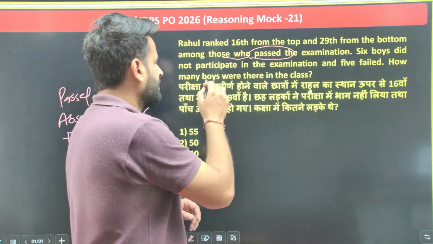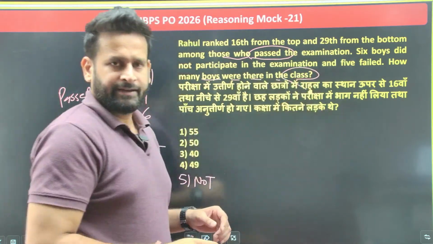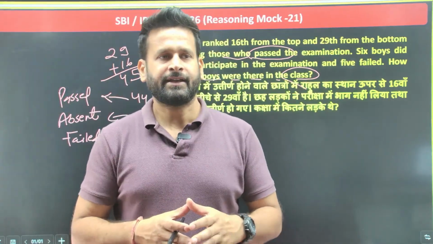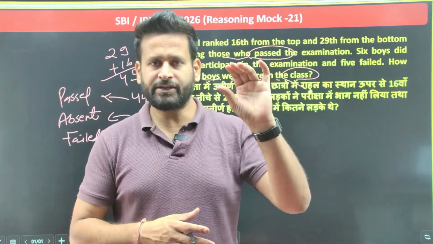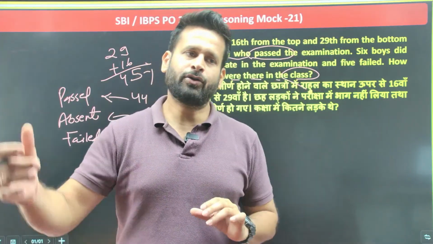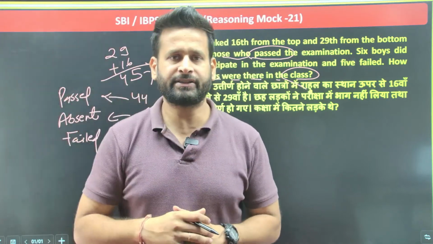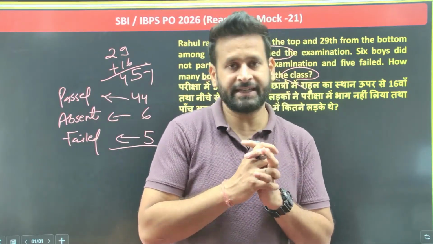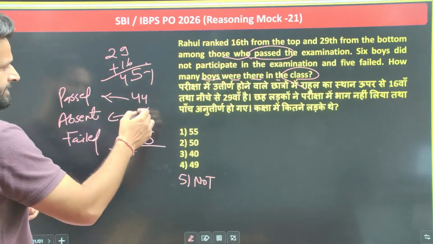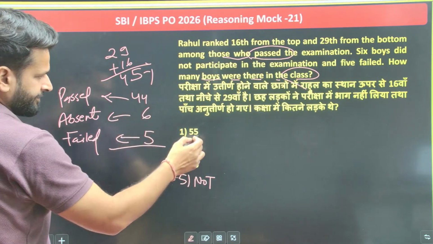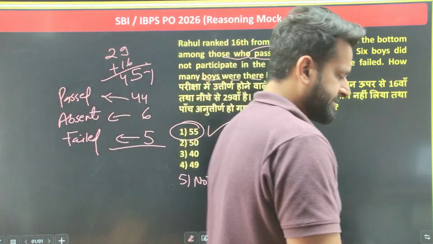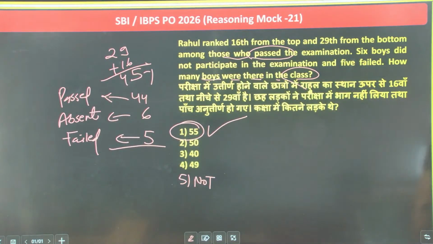The question to you was, how many boys were there in the class? So there will be 3 categories of students in any class. If an exam is being conducted: the number of students who passed, the number of students who failed, and the number of students who didn't appear or who were absent on that day. If you add all these 3 data, you will get the total number of students in that class. 44 plus 5 plus 6, 55. This will be the answer. Clear? Total number of students in the class, not persons.